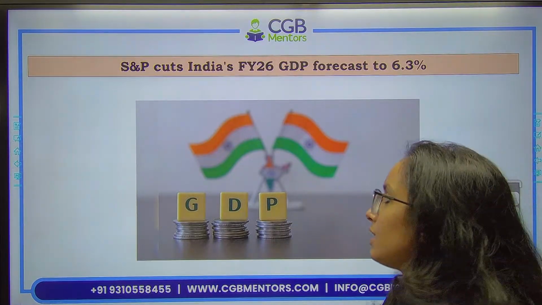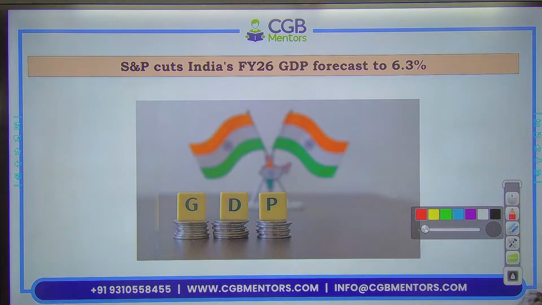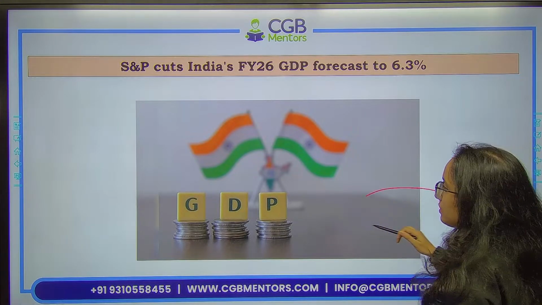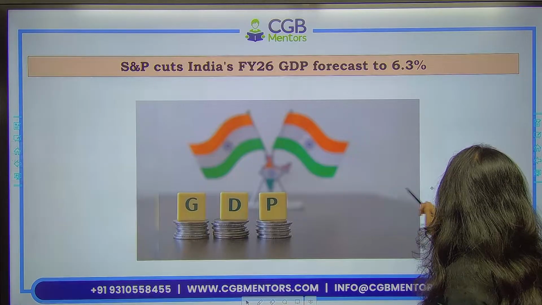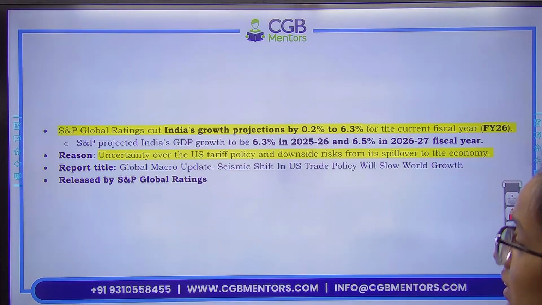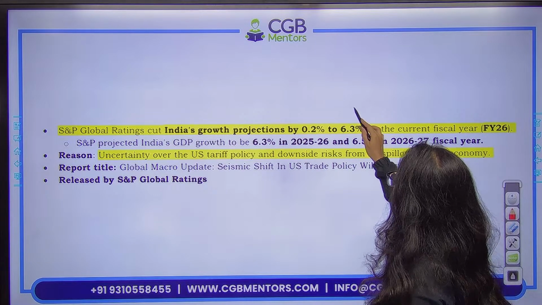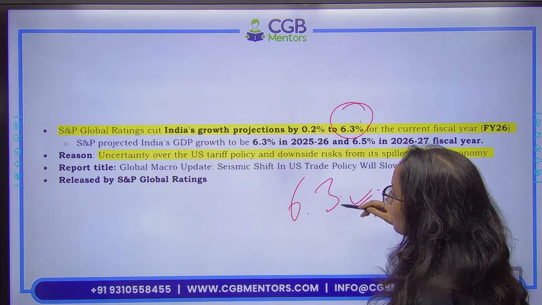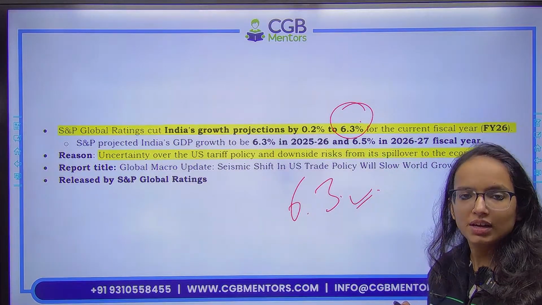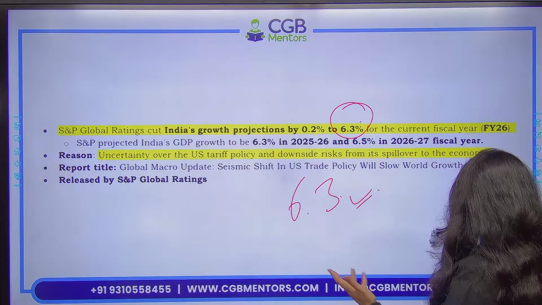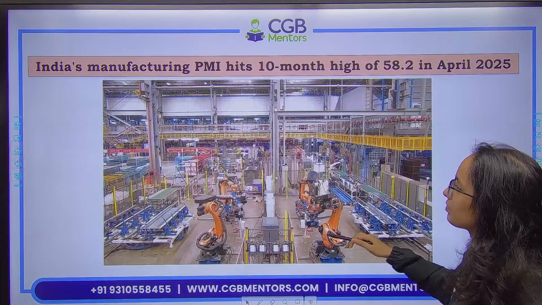Next news says S&P has cut down India's financial year 26 GDP forecast to 6.3%. S&P Global Ratings has cut down India's growth projection by 0.2 to 6.3%. आपको ध्यान रखना है कितना हो गया, 6.3% for the current fiscal year because of recent uncertainty arising out of the tariffs recently imposed by the US and other risks involved.